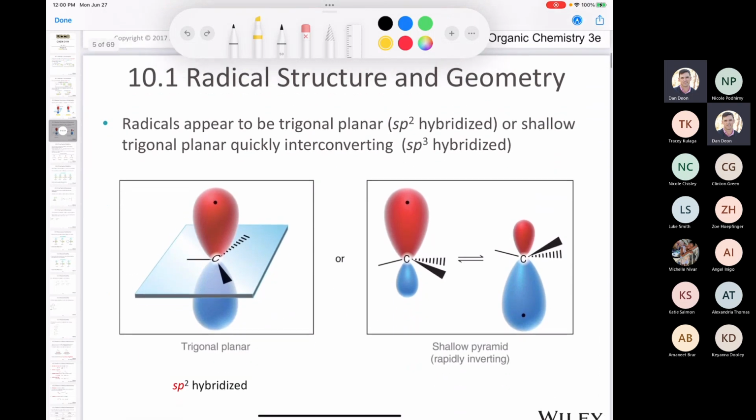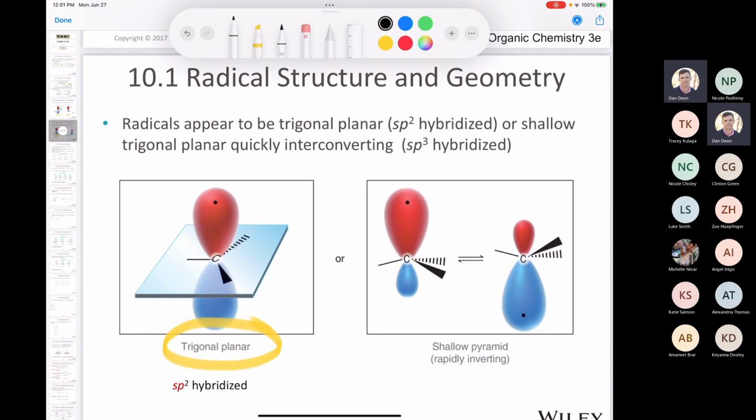These radicals appear to actually be trigonal planar, like they're sp2 hybridized, or you can think of it as a shallow trigonal planar that's just flip-flopping. But anyhow, it's like rapidly inverting shallow pyramids, or you can think of it as being trigonal planar. Well, I'm here to tell you that in this class, Chemistry 3101, we're always going to treat the molecular geometry of a carbon radical as being trigonal planar.